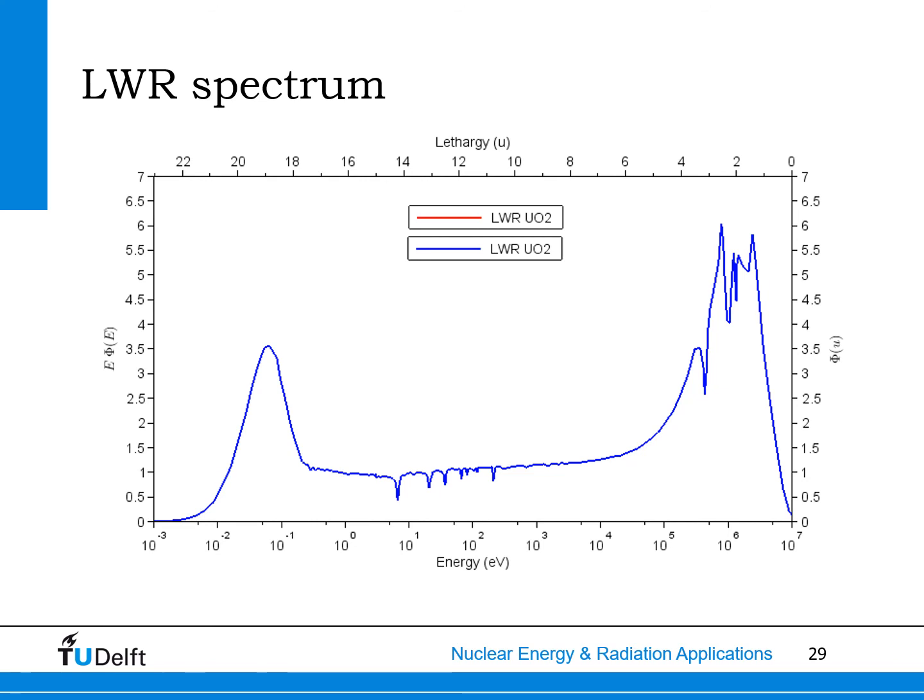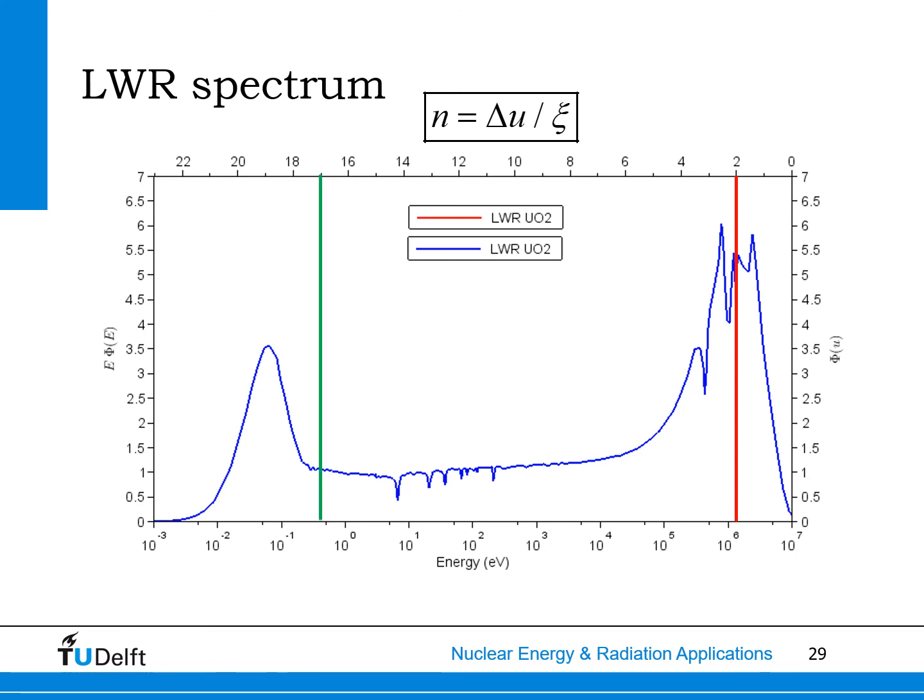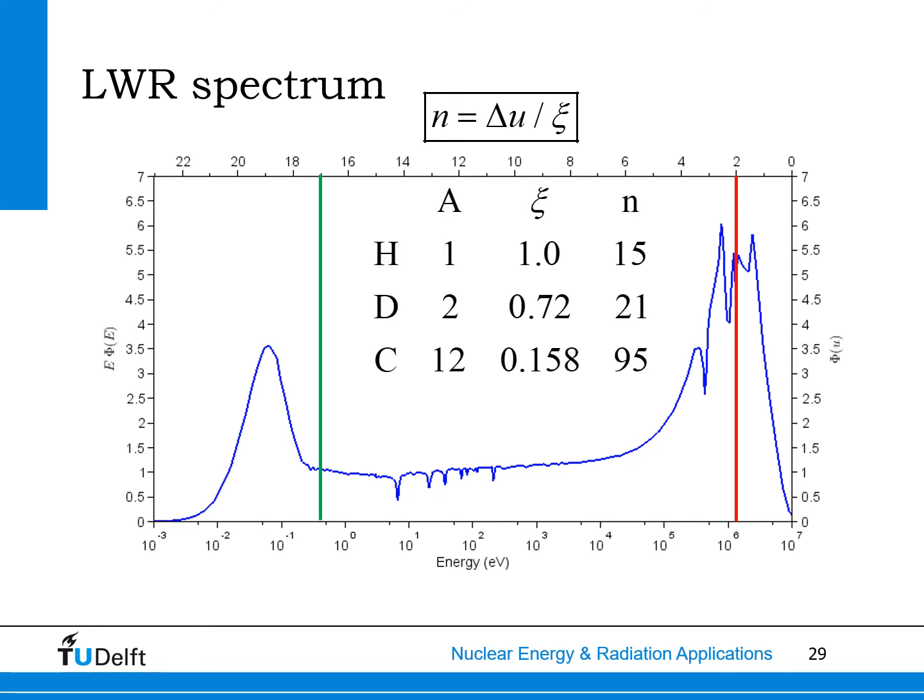From the mean logarithmic energy loss per collision, previously indicated with Xi, we can now easily derive the average number of collisions needed for a neutron to slow down over a certain lethargy range. This number is just the lethargy range delta U divided by the Xi of the moderating nuclide. For a neutron to slow down over a lethargy range of 15, which for example corresponds to slowing down from 1.35 MeV, indicated with the red line, to 2.4 electron volt, indicated with the green line, on average 15 collisions are needed with hydrogen, 21 collisions with deuterium, or 95 collisions with carbon as a moderator.